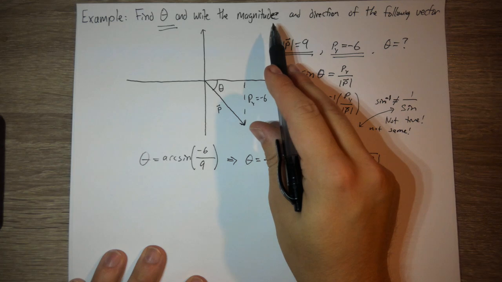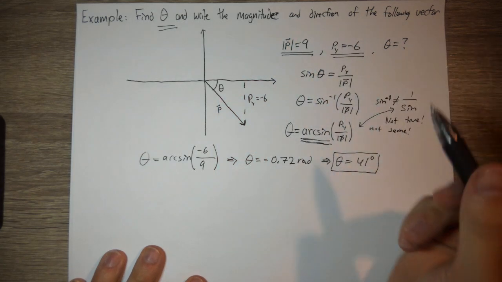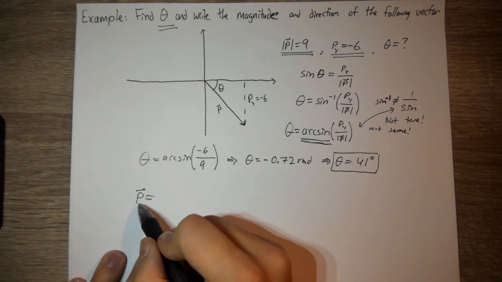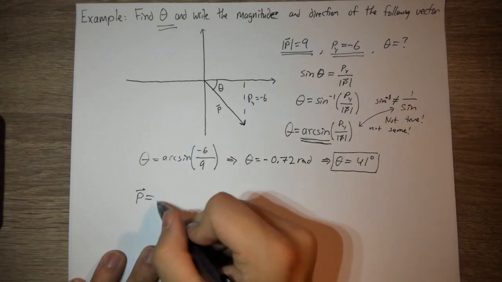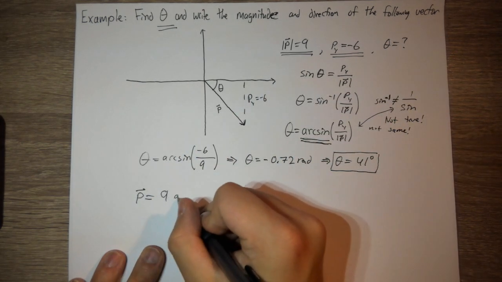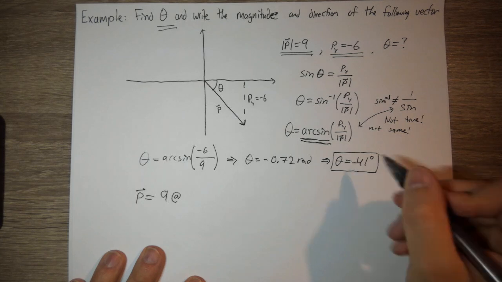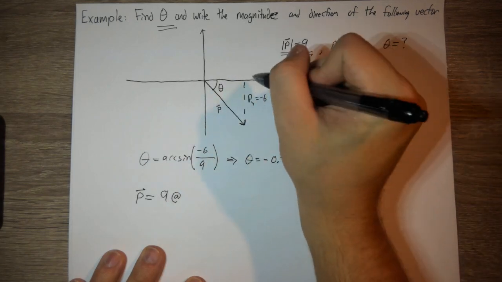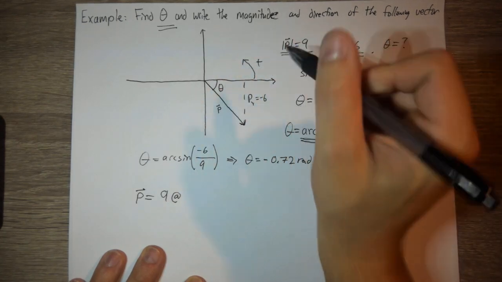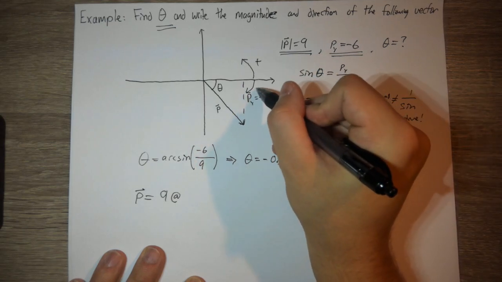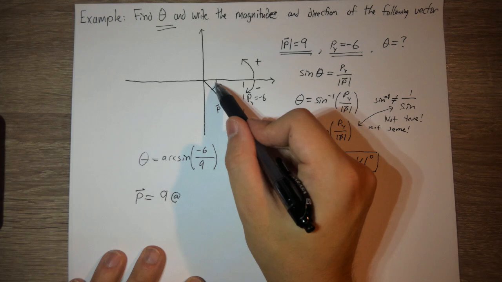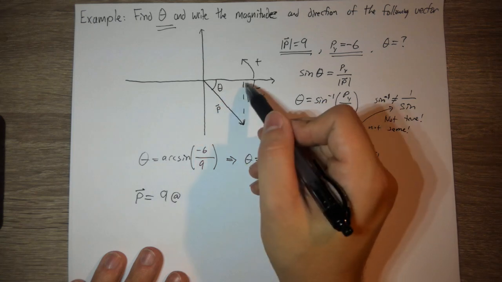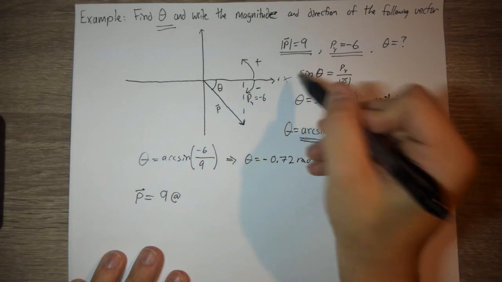Now we just need to write out the vector in the way a vector should be written out. So the vector is the magnitude, which we're given, so that's easy. And sorry, this should also be negative because, well, this is negative, and it's by the convention of angles, positive angles go this way, and negative angles go this way. So it's -41 because it's -41 degrees below the positive x-axis.